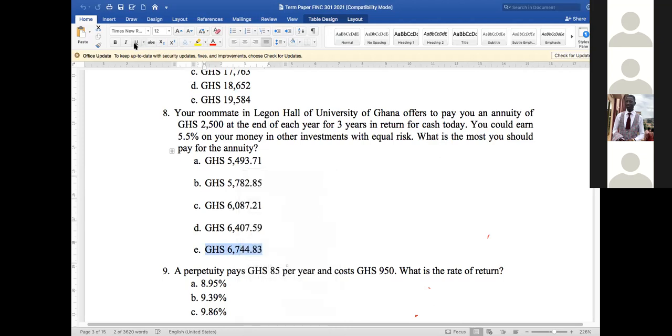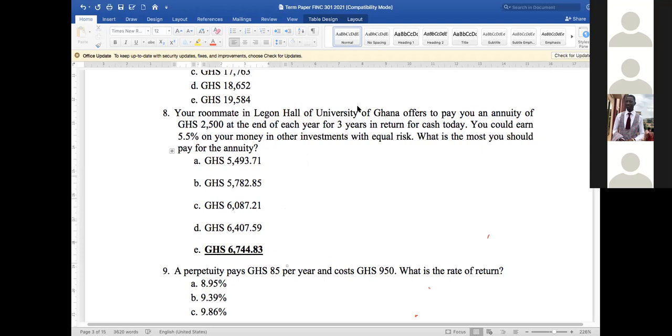Now, okay, yeah. What we are simply saying is that your friend wants you to give him or her some money today. And in paying that money back, instead of giving you the same money back, he's going to pay you 2,500 cedis at the end of each year for 3 years. So what he is saying is that give me 6,744 cedis today, and when I'm repaying, I'll pay you 2,500 cedis. Because remember, if you give the person 7,500 cedis today, and the person splits the money 2,500, 2,500, 2,500 in 3 different years, you'll be losing, is that not so? Because what you can do with 7,500 cedis in year one, you cannot do with 2,500 split into three in 3 different years.